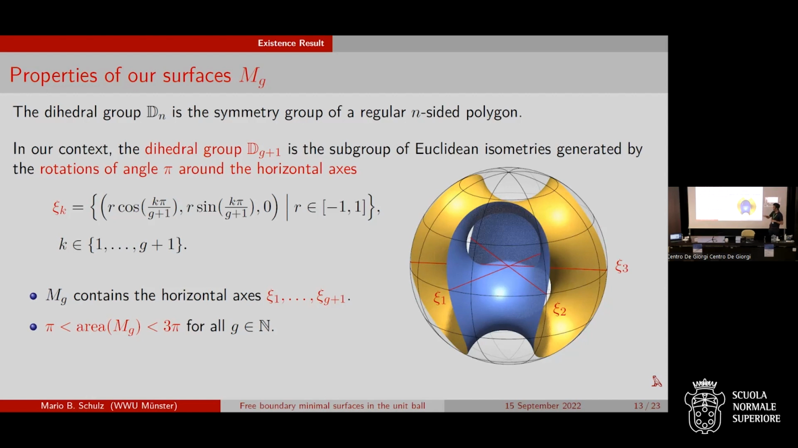And you can also say that uniformly for every genus, the area of the surfaces is strictly between pi and 3 pi. This will also follow from the construction.